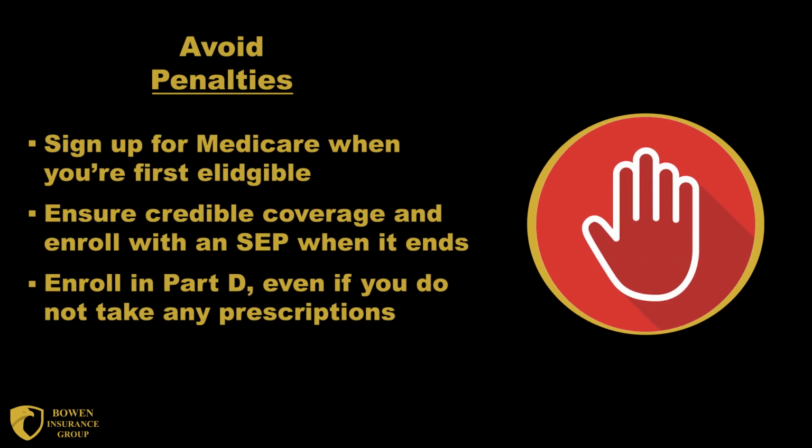Avoid these Medicare penalties by signing up for Medicare when you're first eligible, typically during your initial enrollment period. If you have employer coverage, make sure it qualifies as credible coverage and sign up during a special enrollment period when it ends. And consider enrolling in Medicare Part D, even if you don't take prescriptions, to avoid future penalties.